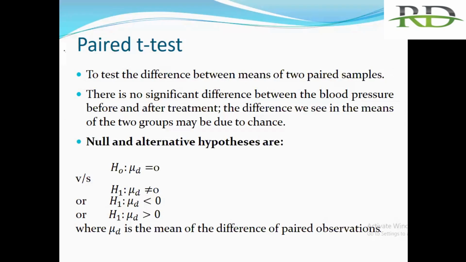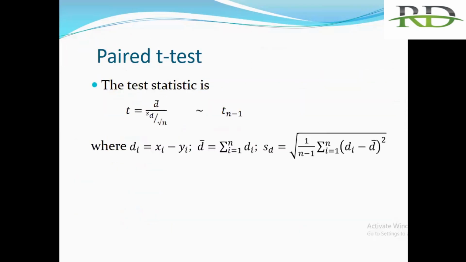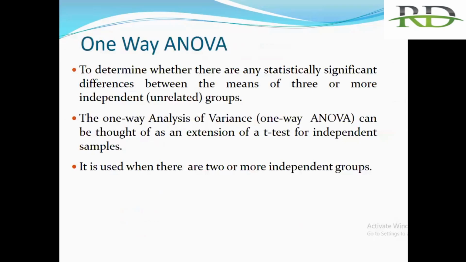You can see the example of paired t-test here. There is no significant difference between blood pressure before and after treatment. Always remember this, that null is always no difference. You can say no difference or equality. So there was some treatment which was given and blood pressure was taken before and after the treatment. I hope this is clear example. This is how we solve it.